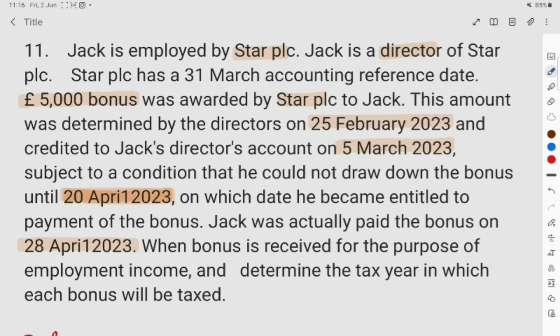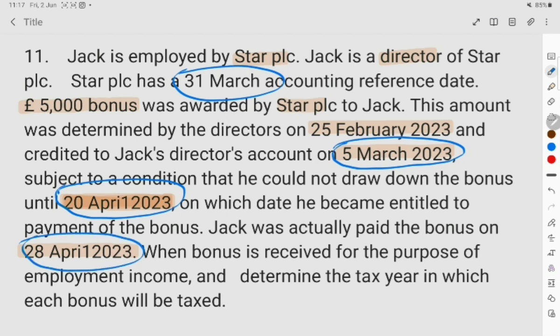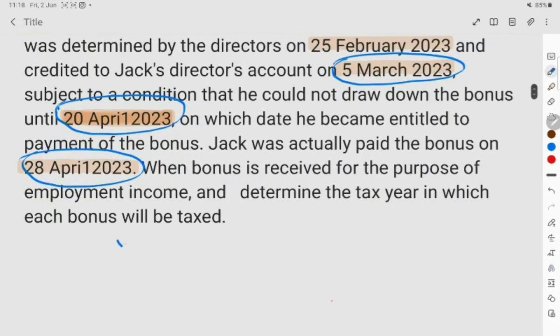So, we need to consider 4 dates. First is said to be the year ending date, that is 31st March, right. Second date is said to be when Jack's amount is credited to Jack's account, that is 5th March, right. Third is date of entitlement, that is 20th April, and fourth is when the bonus is actually paid, that is 28th April 2023.